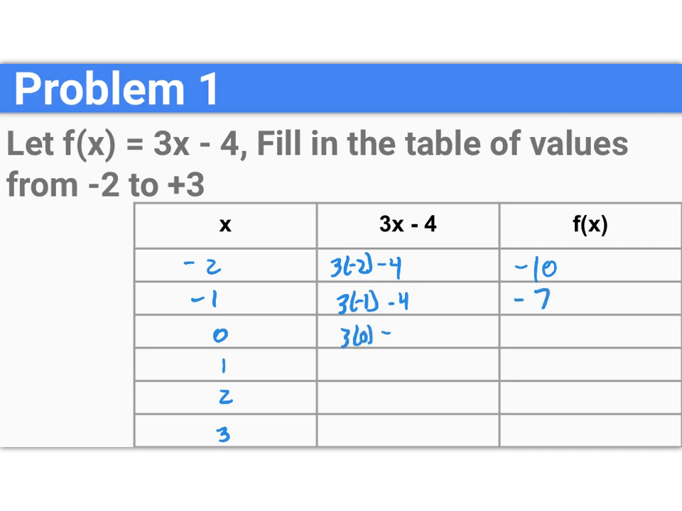3 times 0 minus 4 is negative 1, right? Nope. It's 3 times 0, minus 4, which is negative 4. All right. 3 times 1 minus 4 is negative 1. 3 times 2 is 6, minus 4 is 2. 3 times 3 is 9, minus 4 is 5. And I'll show you a shortcut when we get to slope of a line, how to get through these fast.